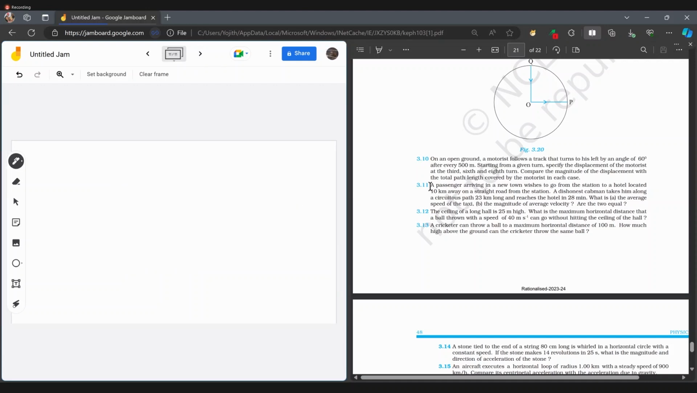Next, 11th question. A passenger arriving in a new town wishes to go from the station to a hotel located 10 kilometers away on a straight road from the station. A dishonest cabman takes him along a circuitous path 23 kilometers long and reaches the hotel in 28 minutes. What is the average speed of the taxi and the magnitude of average velocity? Are those both equal?